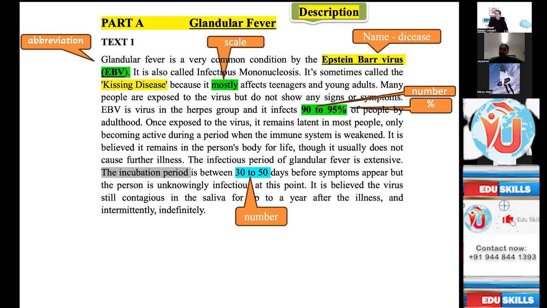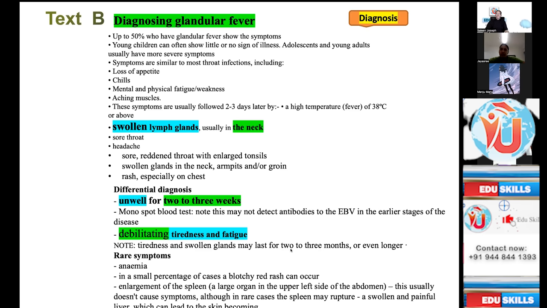So it's easy for you to find the names or abbreviations or something like percent and percentage. Here, one more name is here: it is sometimes called kissing disease. Kissing disease is a name of a disease, or the disease is called in that way. So text B, just see diagnosis.